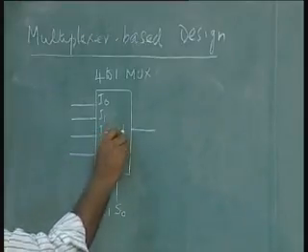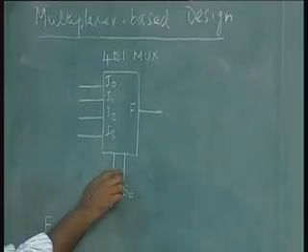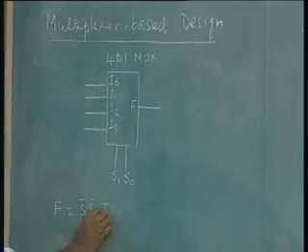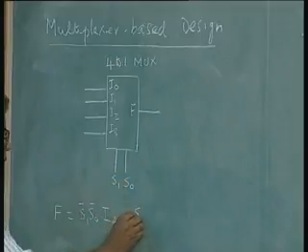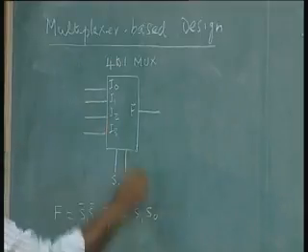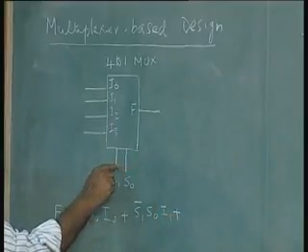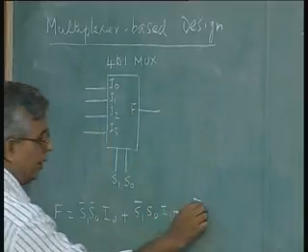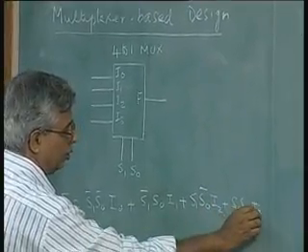On the output F, we can write the function F as I0 if both S1 and S0 are 0 or low. So, that is S1 bar S0 bar I0, or if it is 0 1, that is S1 bar S0, then it is I1 which is the output. Then if the input is 1 0, that is S1 S0 bar, output is I2, and finally when both are 1, output is I3.